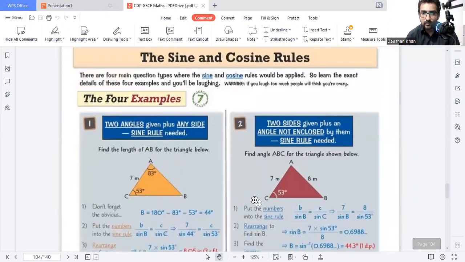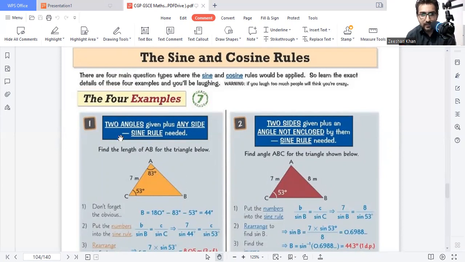Now let's solve some more questions on the sine and cosine rule. There are 4 main question types where sine and cosine rules would be applied. So learn the exact details of these 4 examples, and you will be laughing. You will be laughing when you learn these 4 concepts. It's really interesting if you understand these.